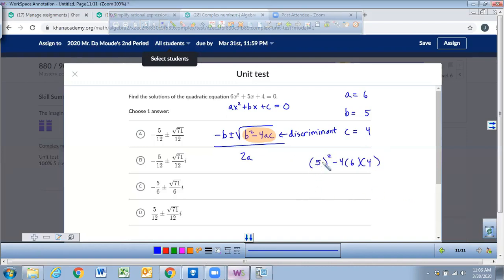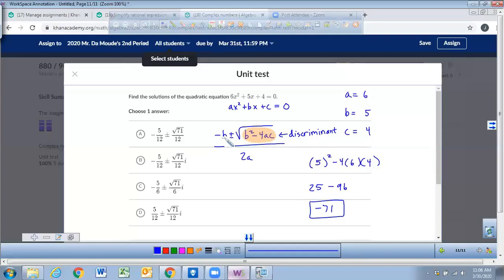So what we have to do is 5 squared, which is 25, minus 4 times 4, which is 16, and then 16 times 6, which gets us 96. We're going to do 25 minus 96. Now this is not good, because 25 minus 96 gets us negative 71. So we have a negative number inside of our discriminant.